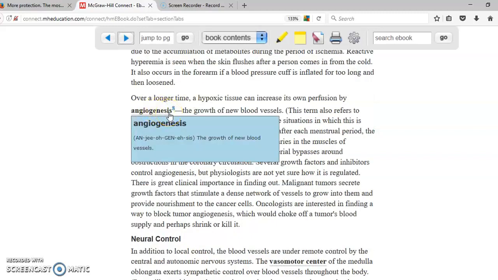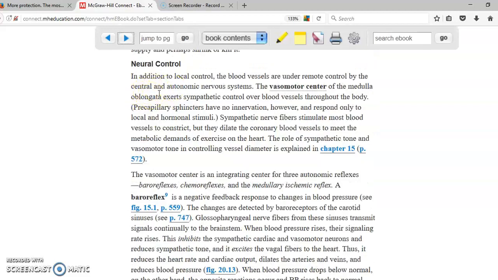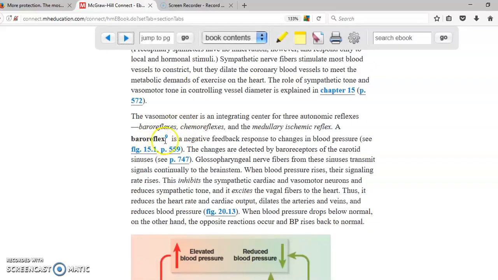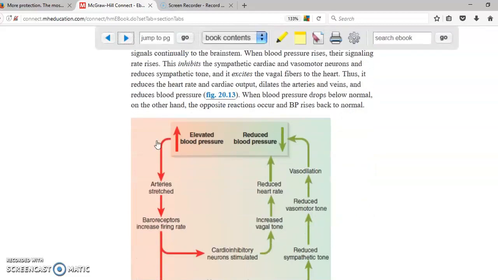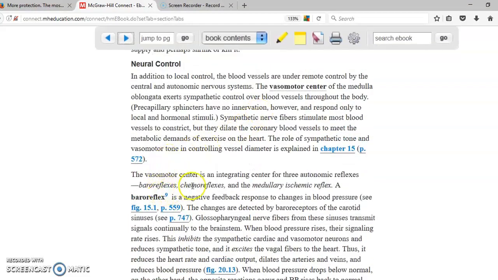Angiogenesis is the growth of more blood vessels, because if you lack oxygen, one way that you can counteract that is by providing more blood vessels in that area to give them more oxygen. Neural control: our brain can control the amount of blood that you're going to get in different areas, because we have baroreceptors and we have chemoreceptors. You just need to know that you have baroreceptors and chemoreceptors. The baroreceptors are going to increase or decrease the blood pressure according to your metabolic needs. Same thing with chemoreceptors. You have carbon dioxide, you have oxygen.